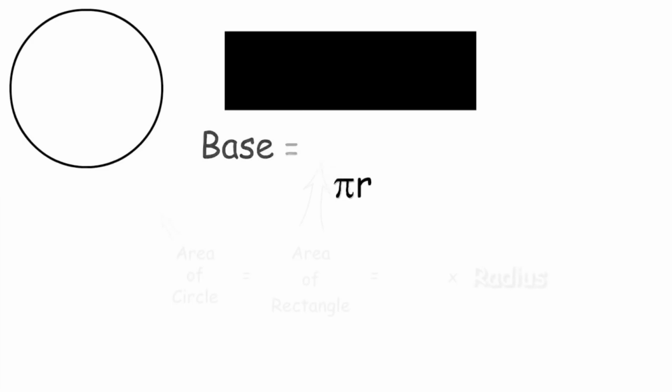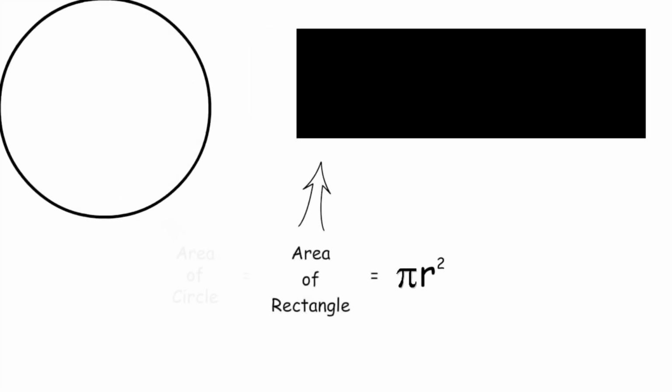So now, base times height becomes pi r times r. Combine the r's together and we have pi r squared, which is equal to the area of the rectangle, which is equal to the area of the circle.